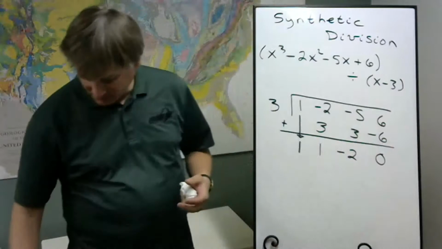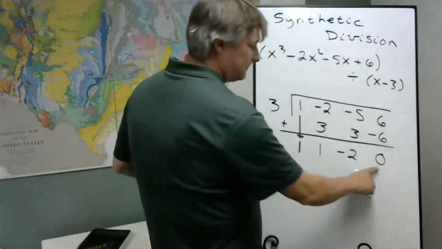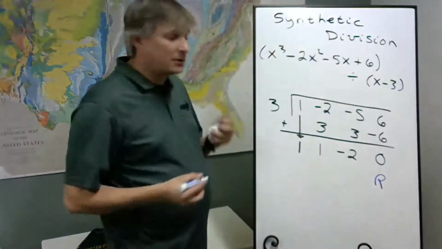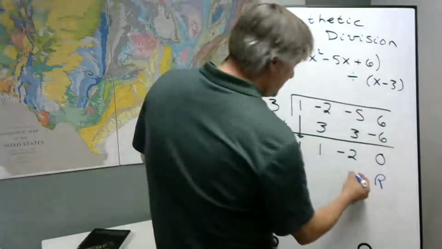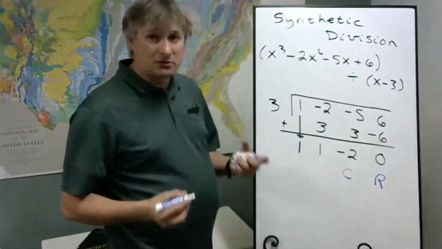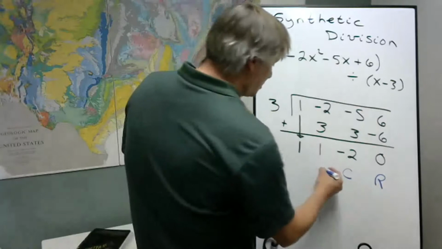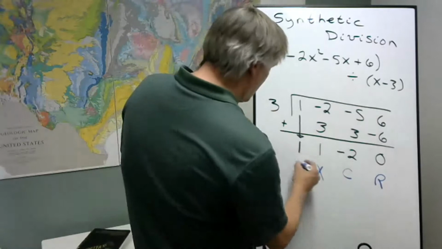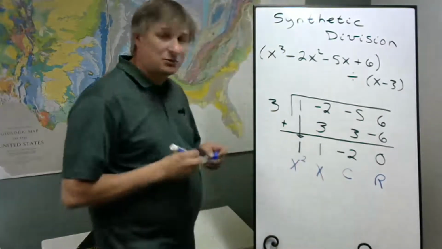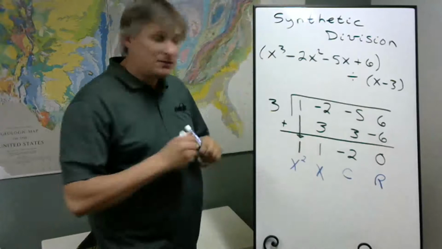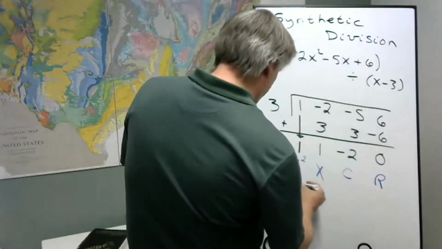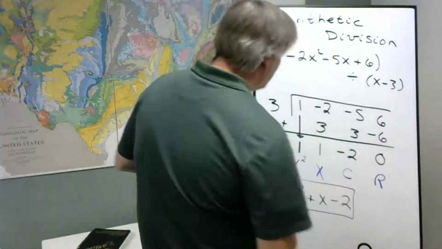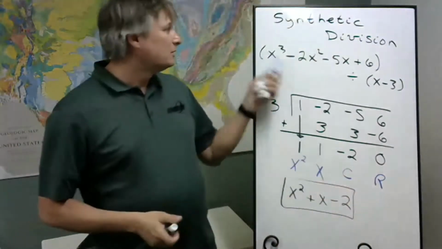So what does this mean? Well, the farthest number to the right is the remainder. So in this case, remainder is 0. Then the next number is the constant term for our solution. The next term is the coefficient of the x term. And then this is the coefficient for the x squared term. So that means our answer is x squared plus x minus 2. So it's the same answer we got before using long division.